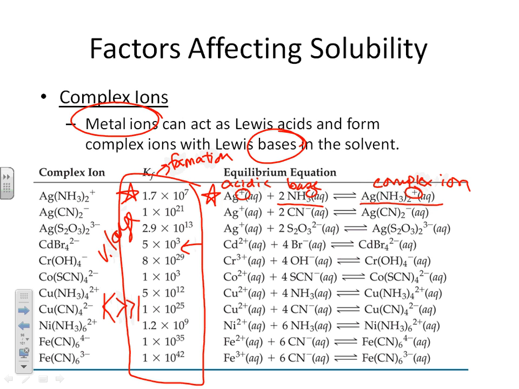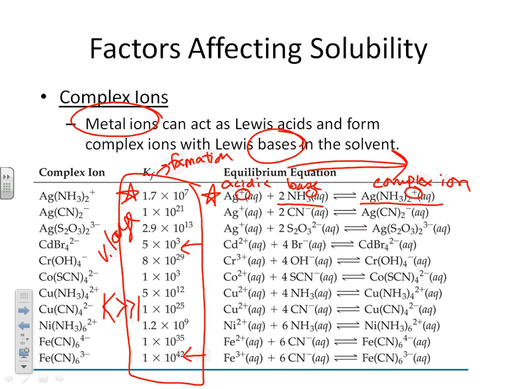We have enormous ones. Look at this, 1 × 10 to the 42nd. Douglas Adams would be very pleased. These are very, very big values. So this reaction strongly favors the formation of a complex ion. If you have a metal ion and these bases in solution, it's highly likely that they will form this complex ion and it won't go backwards.